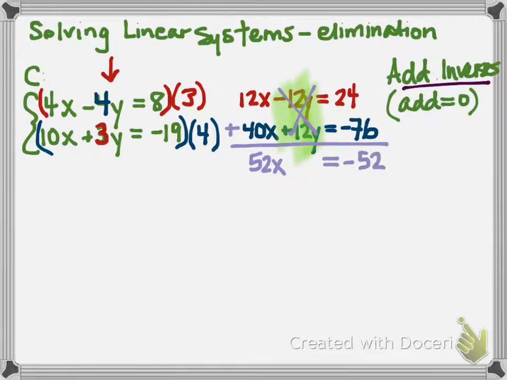All right, well, I need this little x by itself. It's being multiplied by 52, so I'm going to divide over here on the left. Well, got to do it to both sides of the equal sign. So we end up with x equals negative 1. Nice. We did it.